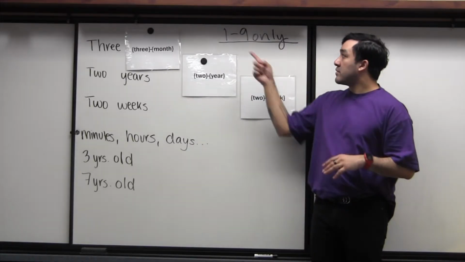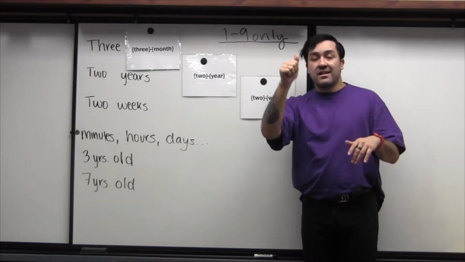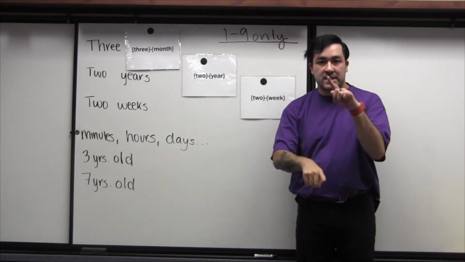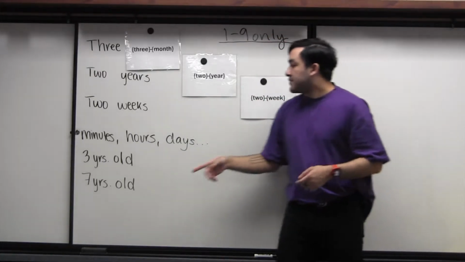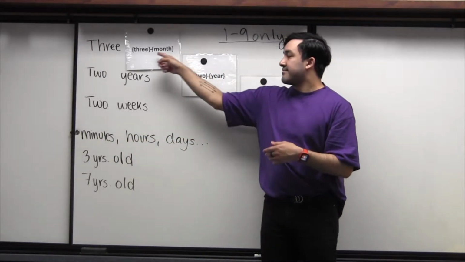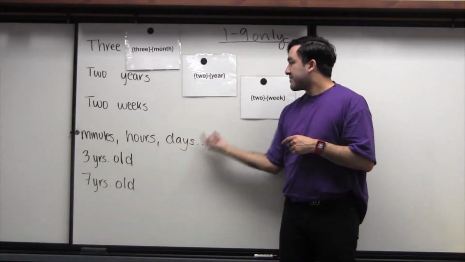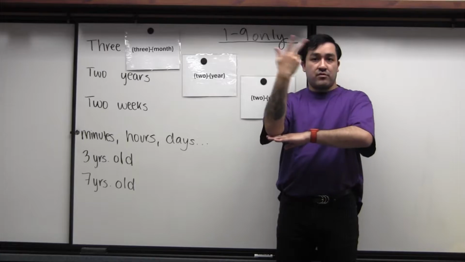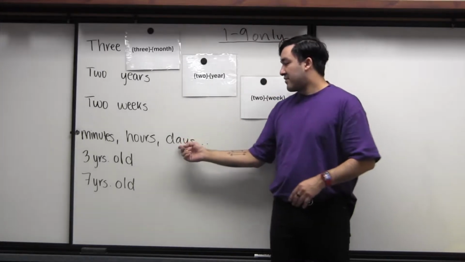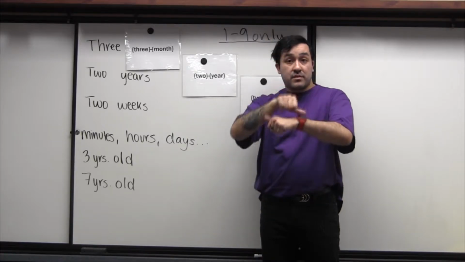And the first thing to remember is that all of these, no matter what numerical incorporation we're using, can only be 1 through 9. We cannot go over the number 10. It just does not work. Okay. So for minutes, hours, and days, we would write it the same exact way as we did here. For example, 2 days, we would just replace the year with days. And so we can do 1, 2, 3, 4, 5, 6, 7, 8, 9 days, right?